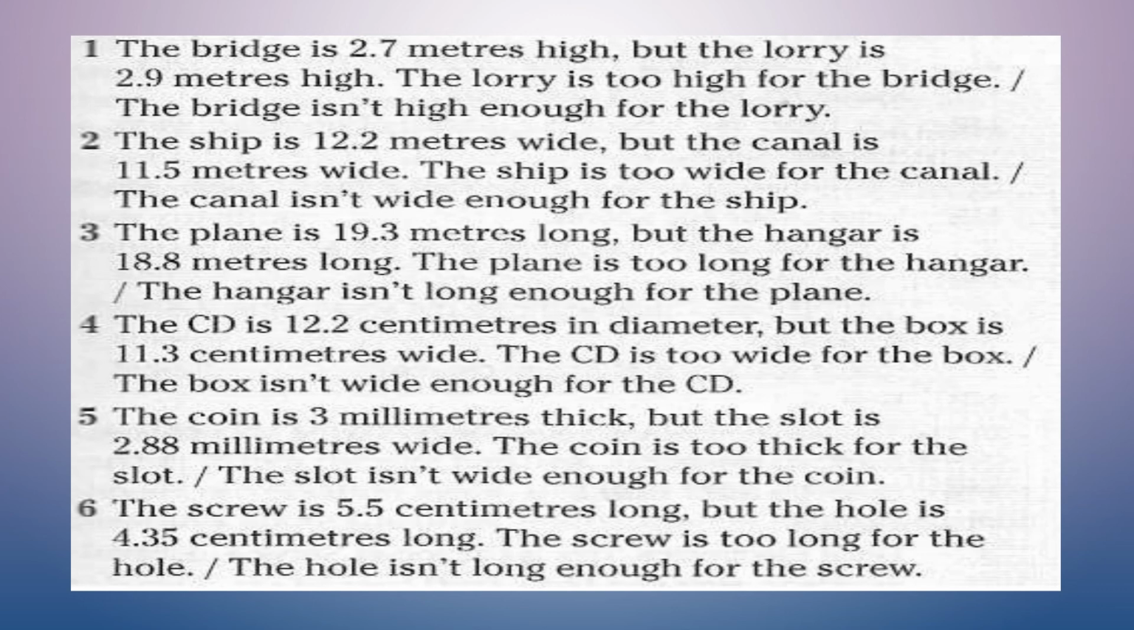Look at number 2. The ship is 12.2 meters wide, but the canal is 11.5 meters wide. Here, the canal is smaller than the ship, so the ship can't pass. So I say, the ship is too wide for the canal, or the canal isn't wide enough for the ship. Please read the other sentences carefully.